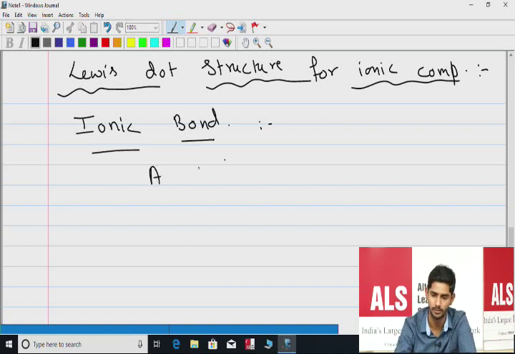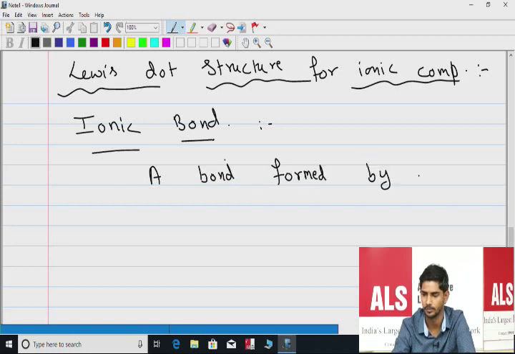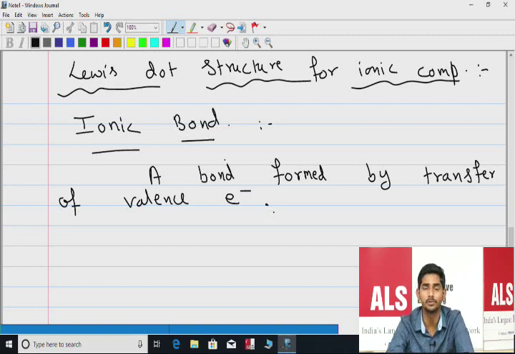This is a bond formed by transfer of valence electrons. Okay, that bond is known as the ionic bond. Now, let's check out how the Lewis dot structure can be drawn for this one.